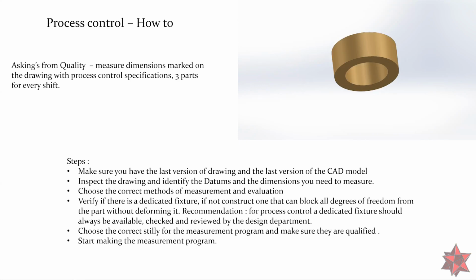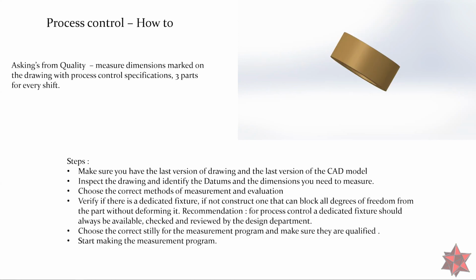So again, make sure you have the last version of the drawing and the latest CAD model. Inspect the drawing and identify the datums and the dimensions you need to measure. Choose the correct methods of measurement and evaluation. Verify if there is a dedicated fixture. If not, construct one that can block all degrees of freedom from the part without deforming it.